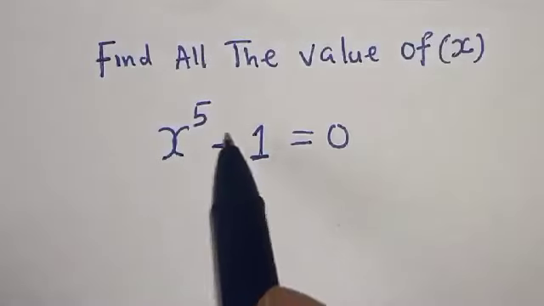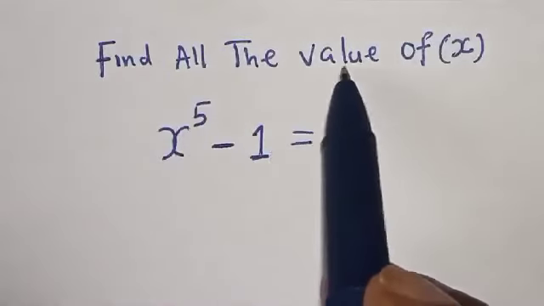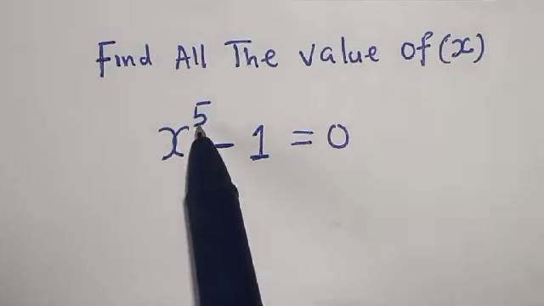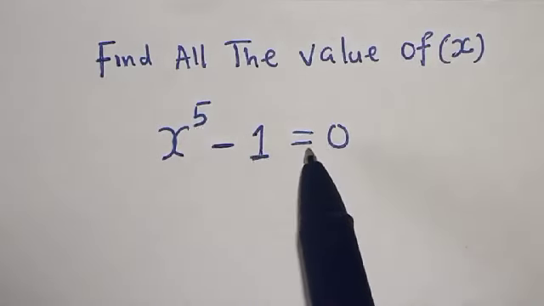Hello, welcome to Mathgist. In this class, we want to find all the values of x from this given nice equation, x raised to power 5 minus 1 is equal to 0.